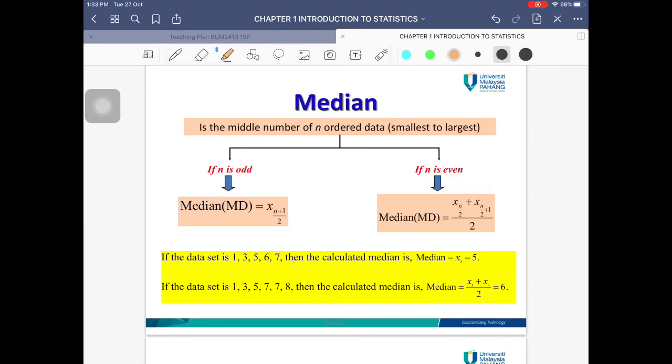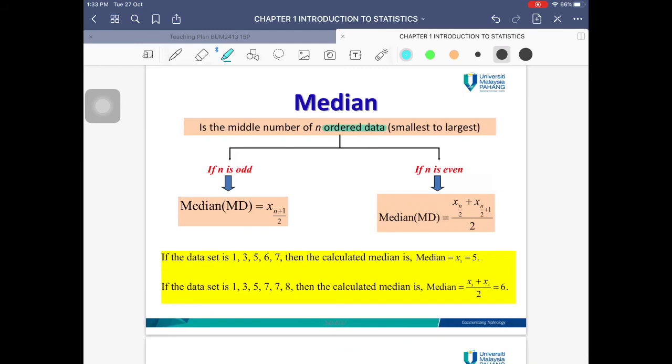And then we also have the median. The median is also a way to measure the central tendency of a data set. Median is the middle number of n ordered data. The first thing I want you to notice is this term, it says ordered data. So how are you going to order the data? It's going to be ascending, starting from the smallest value to the largest value.